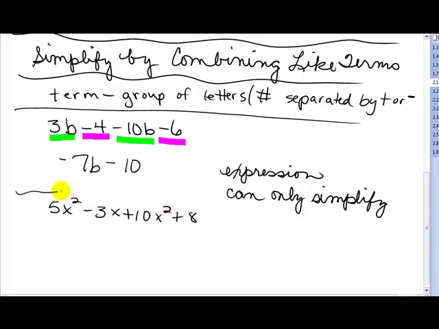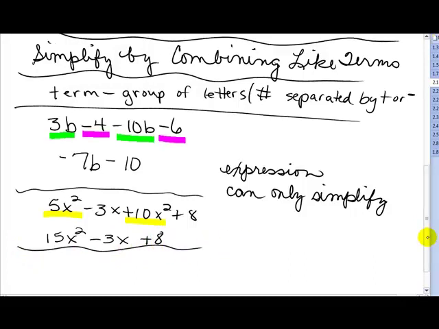Alright, so here's another one. 5x squared minus 3x plus 10x squared plus 8. There's only one thing in here that's alike, the x squares. And we go ahead and pick up the sign that's in front of them. So we have 5 plus 10, 15x squared, minus 3x, plus 8. Simplified. Can't solve it.